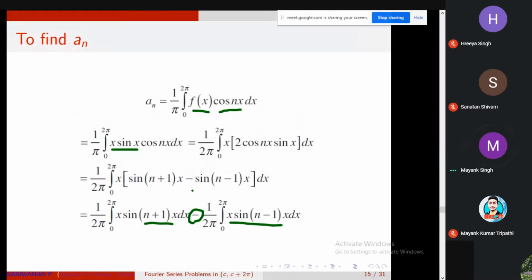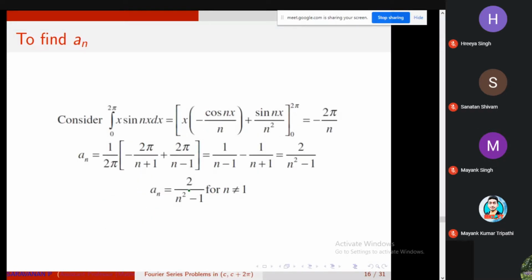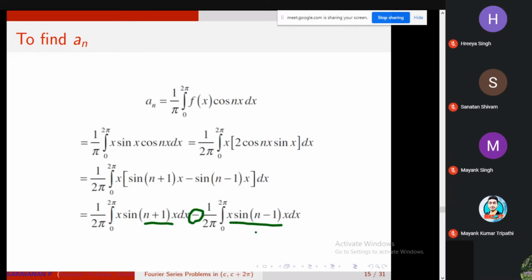Okay, so now this is the value of an for n not equal to 1. That is for a2, a3, a4, etc. you can get from this. For n equal to 1, we have to compute it separately. That is, next our aim is to compute this a1, that is, when n equal to 1, what is a1. So to compute a1, you go back to your an definition, and in this definition you substitute n equal to 1.